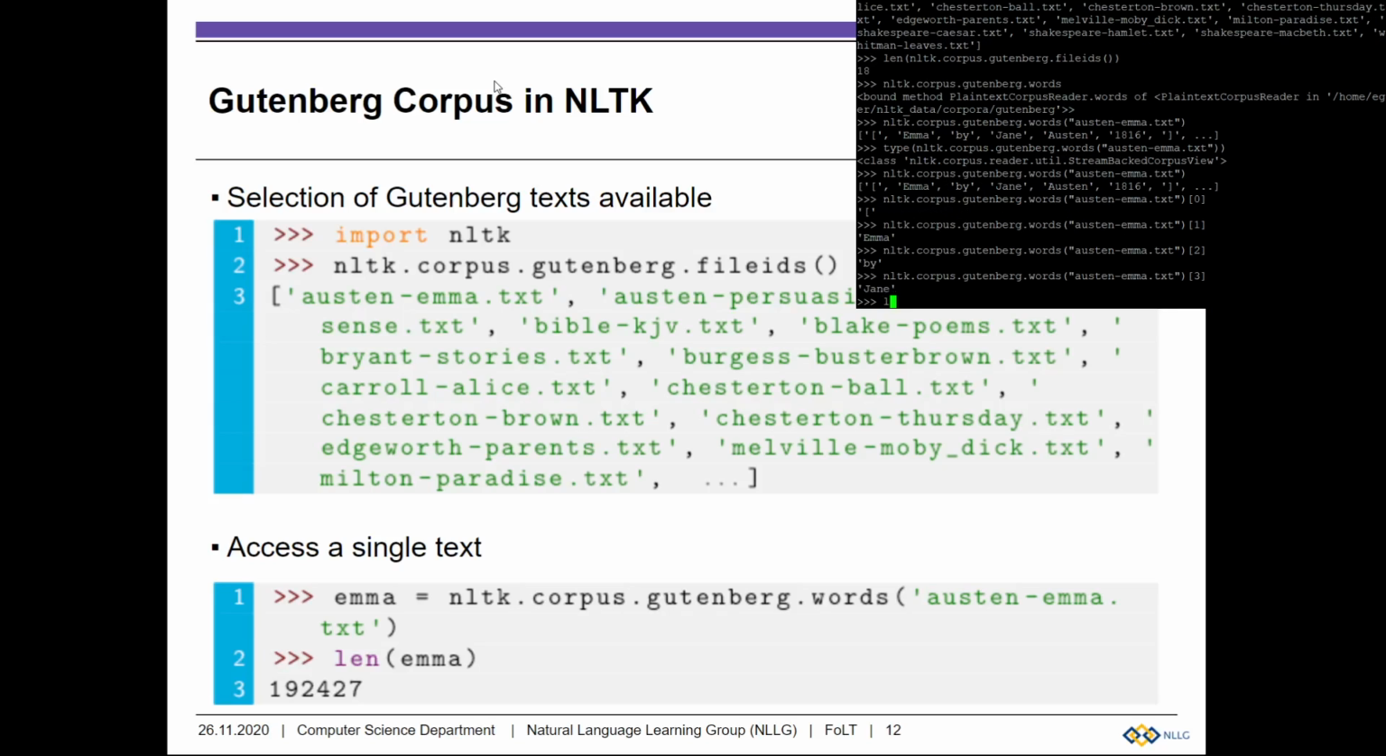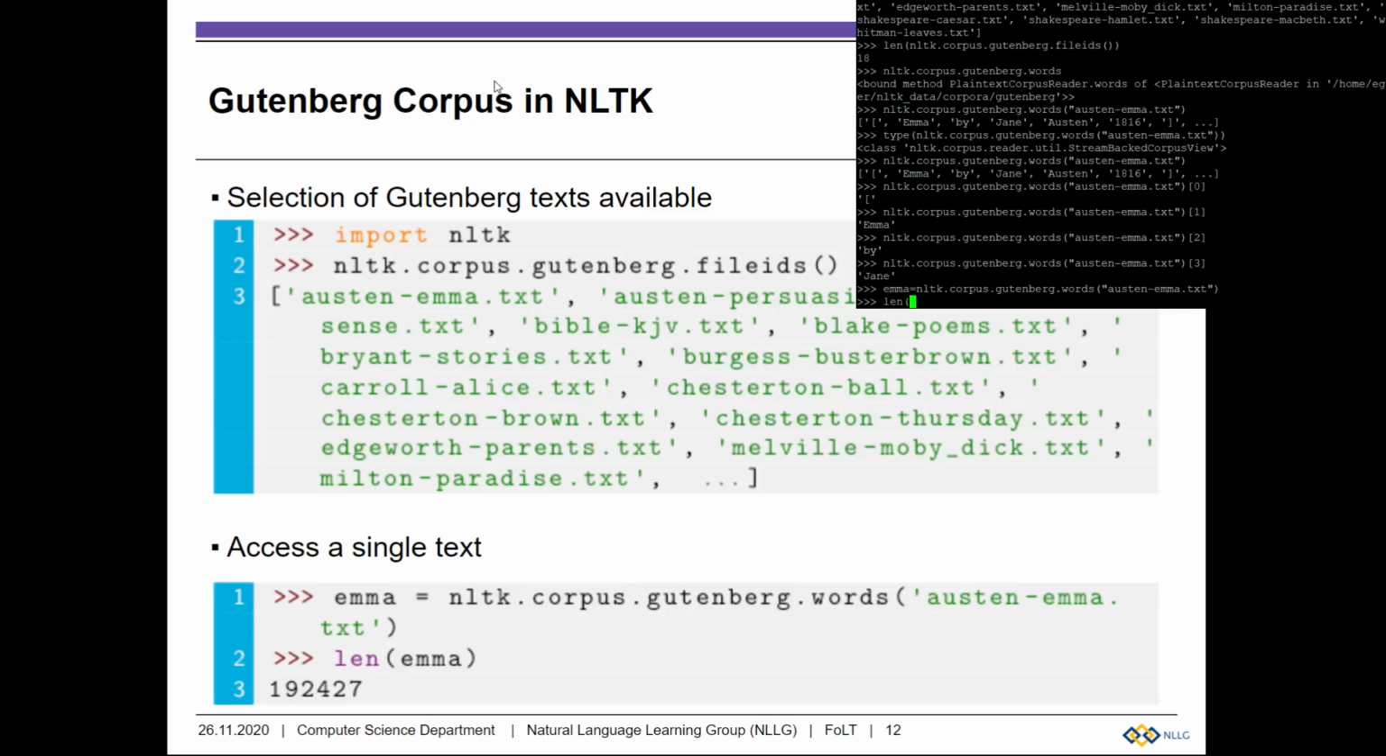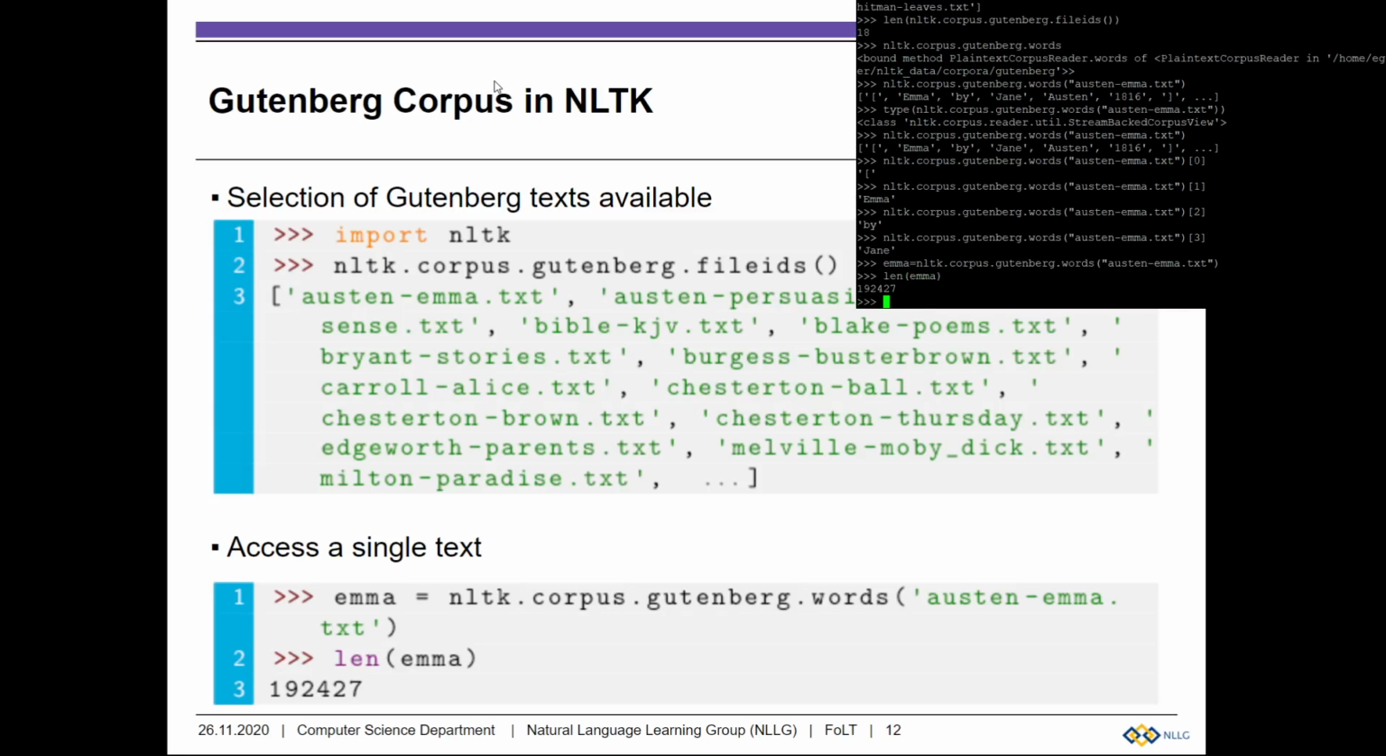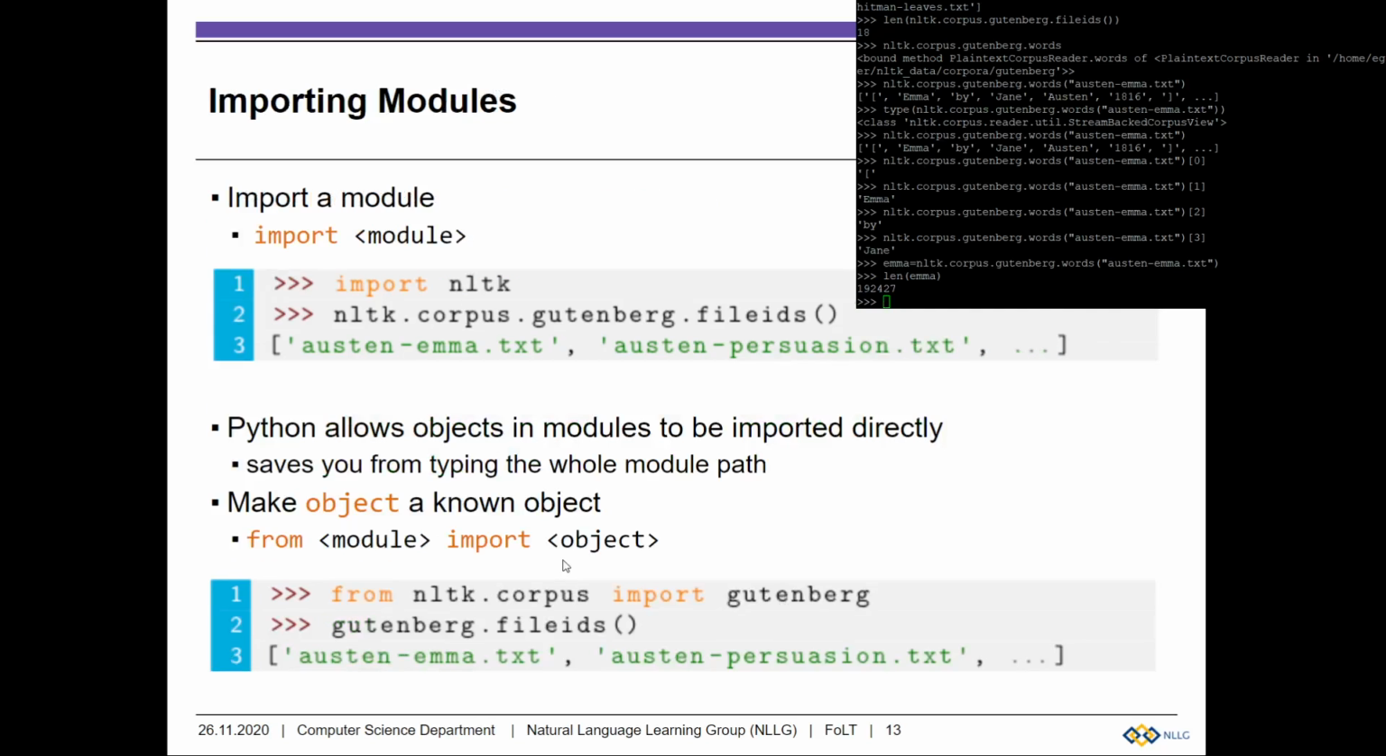And we can, of course, also store all of that in a variable that we call Emma, and then we check how many words there are. How many words are these? It's almost 200,000 words, right? Something a little bit below 200,000 words.